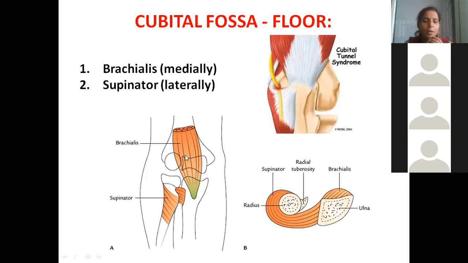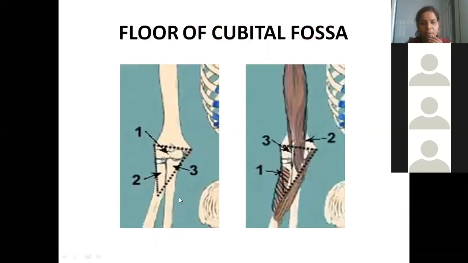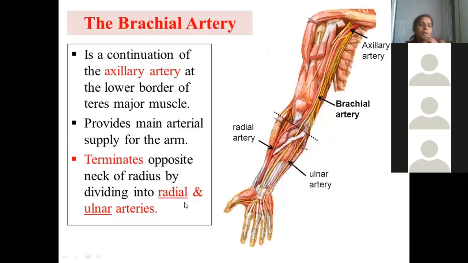Now see, this is the ulna bone, this is the radial bone. Medially, ulna is the medial bone. So medially we have brachialis, and laterally we have this round muscle, deep to which the radial nerve was going. That is supinator. So in the floor we have two muscles: one is brachialis and the other is supinator. That is the floor, and that is about the cubital fossa.